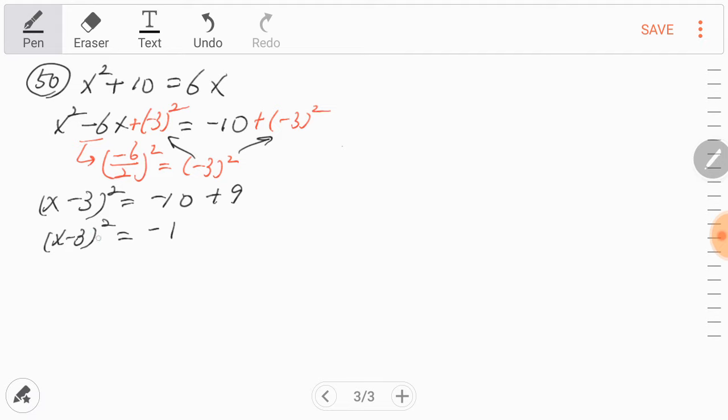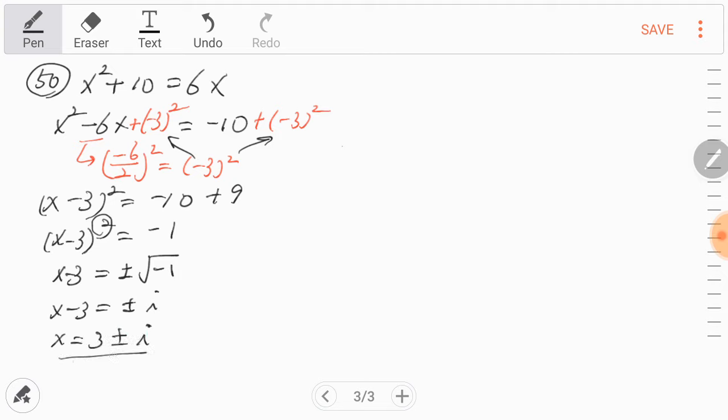Okay, something squared is negative 1. So the solution should be what? A complex number. So x minus 3 equals, get rid of this power, then the right side is plus or minus square root of negative 1. Square root of negative 1 is i, right? Plus minus i. Then x equals 3 plus or minus i. The solution is a complex number.